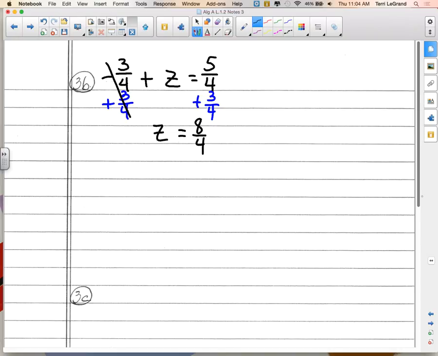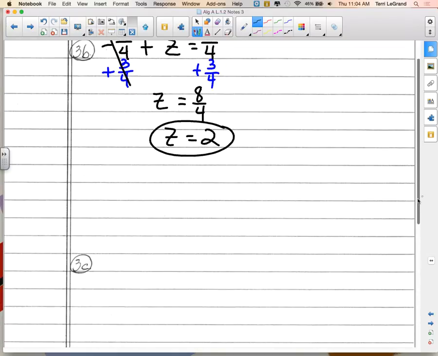8/4 is also known as 4. In other words, you know what? This is what this says. How many 4s are in 8? 2. Z equals 2. Z equals 2. So that's what we think our solution is.